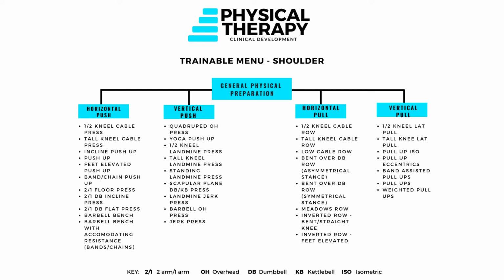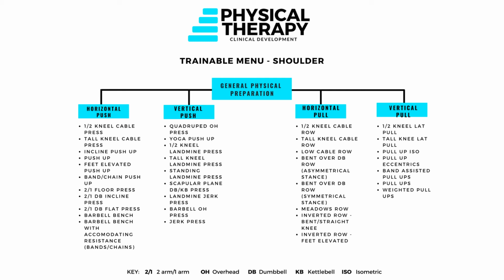Okay, so same thing with vertical push. We go from quadruped with more points of external stability up to a jerk press, which is a little bit more of a dynamic movement requiring a little bit more coordination and control. And the same thing holds true for horizontal pulling and vertical pulling, where we go from kneeling postures to standing or adding weight. In the case of a horizontal pull, we go from a half kneeling cable row, which is pretty simple, to an inverted row, which is essentially having your feet up on a bench and doing like a TRX pull-up with your body parallel to the floor.